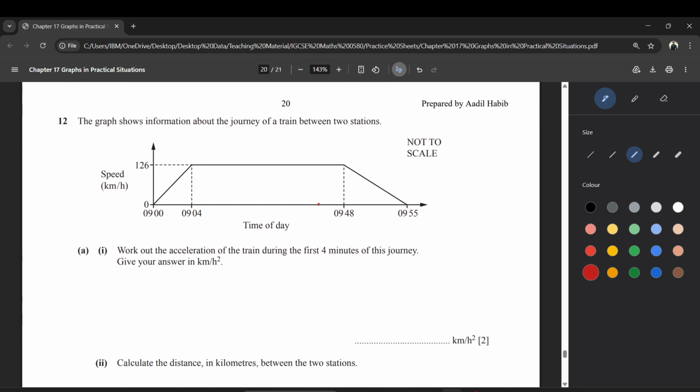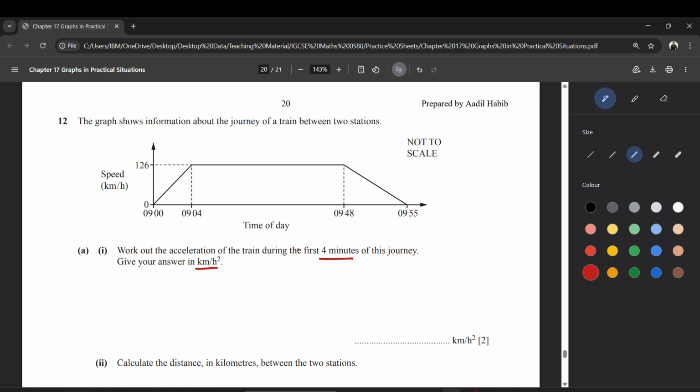All right, let's move to the last question. The graph shows information about the journey of a train between two stations. Work out the acceleration of the train during the first 4 minutes of this journey. Give your answer in kilometers per hour squared.